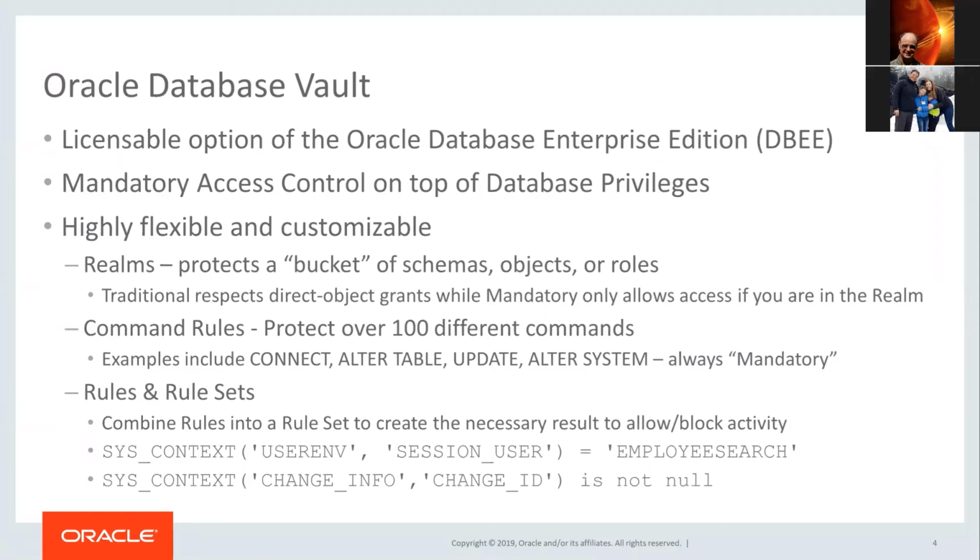Another rule we're going to use today is one that we're going to build. It's called change info, and this is a custom application context that we're going to write, and we're going to set an attribute called change ID. And so we're going to use the syscontext function, check our change info context, look at the change ID attribute, and make sure that it's not null. So these two rules are what we're going to use. We're going to roll those into a rule set.